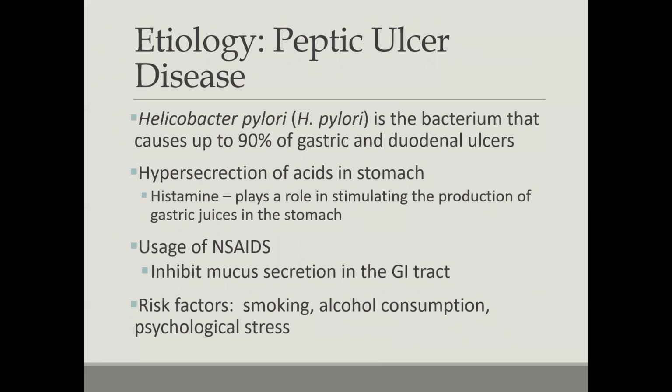Etiology of peptic ulcers. It used to be that people thought it was just too much stomach acid and your stomach was eroding itself, and that's why people had ulcers. But then they discovered that 90% of ulcers are not acid erosion. It's from Helicobacter pylori. So H. pylori is what they call it. That's very important for you guys to remember. This bacterium, H. pylori, causes up to 90% of gastric and duodenal ulcers.